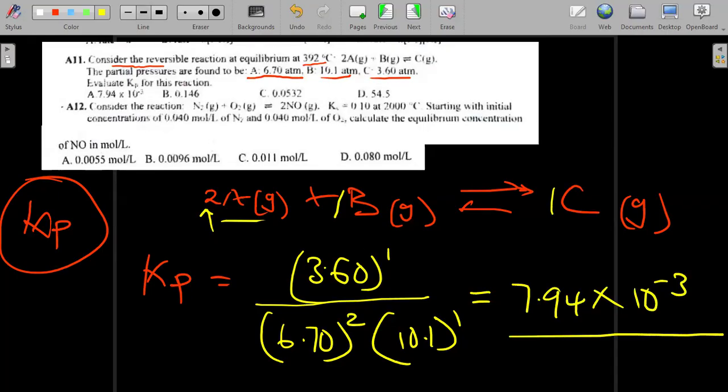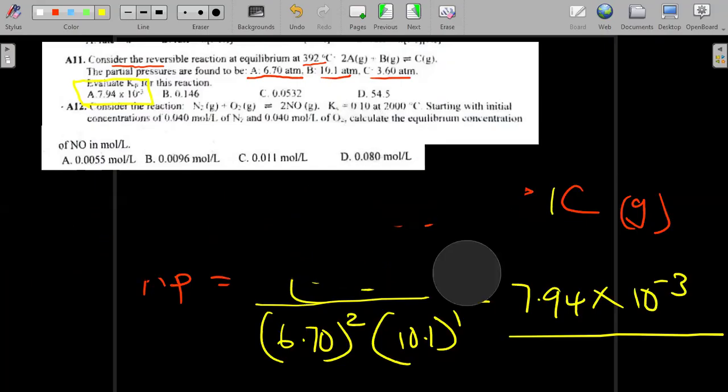So you can go back to your answers and check for it. We see that it will be option A there, so A is the answer. Any questions there before we go to question 12? Okay, no question. Let's move to question 12 then.